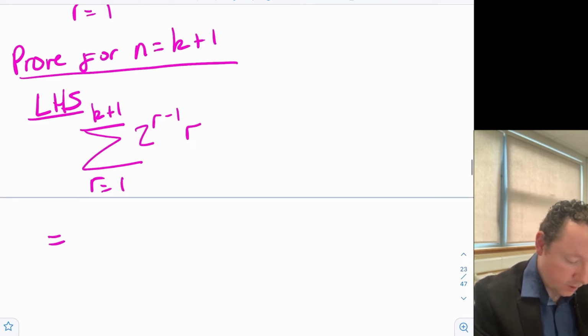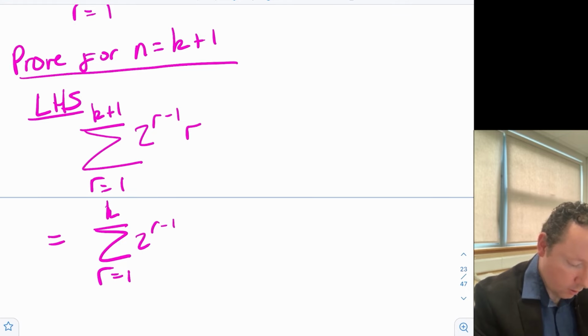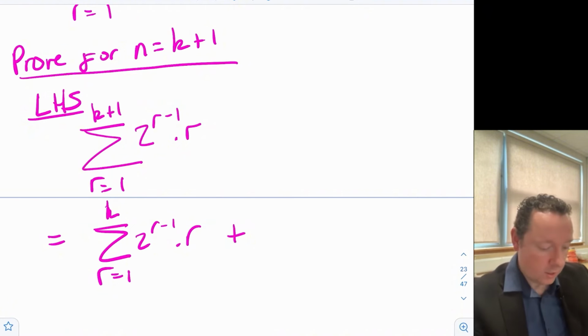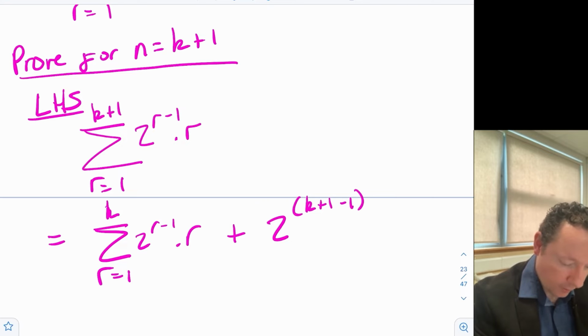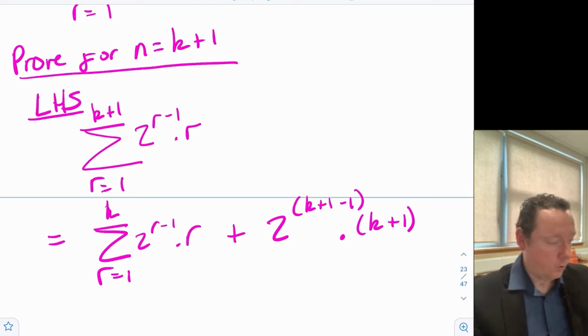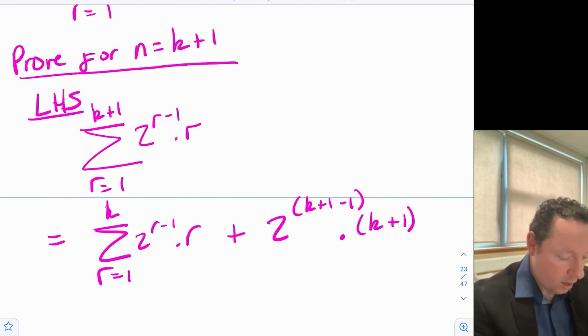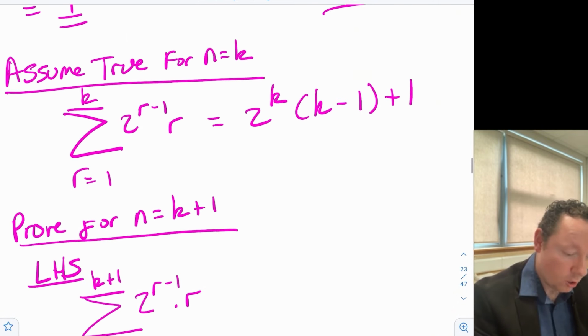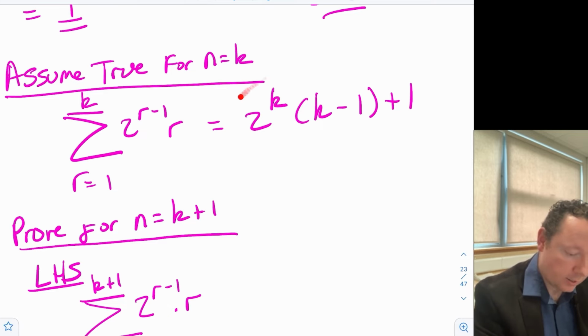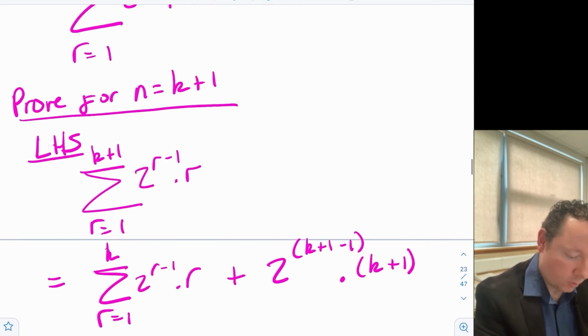It equals the sum from r equals 1 to k of 2 to the r minus 1 times r, plus the k plus 1th term. Well, what is the k plus 1th term? It's going to be 2 to the k plus 1 minus 1 times k plus 1, because that's the term when r is k plus 1. So then we'll just tidy that up. We already know the sum from r equals 1 to k of 2 to the r minus 1 times r, because we said it was true for n equal to k, so we can sub in this right-hand side. So that gives us 2 to the k minus 1, plus 1.